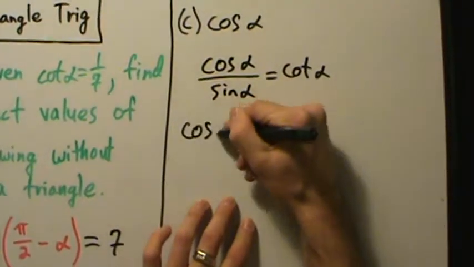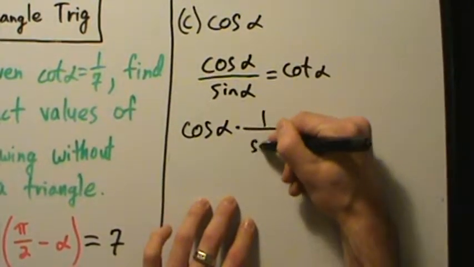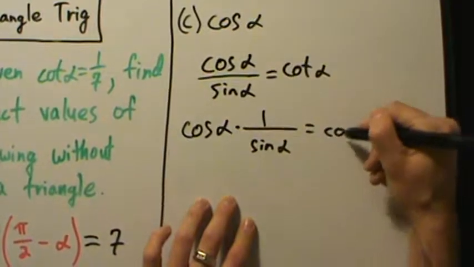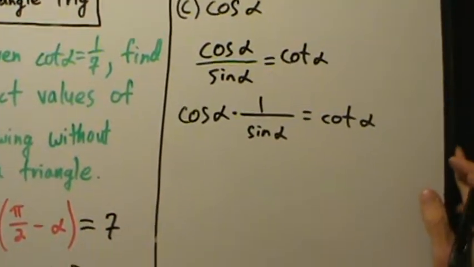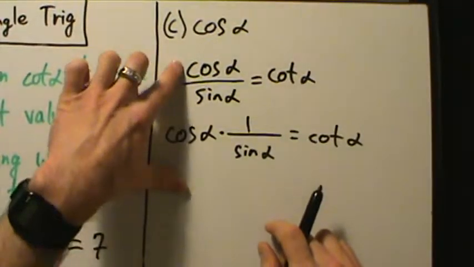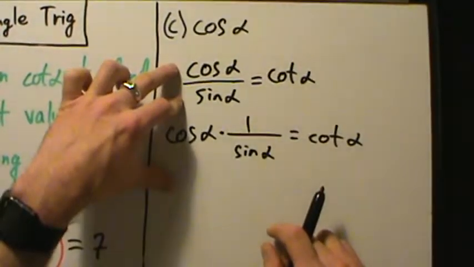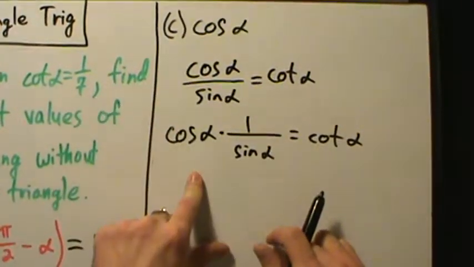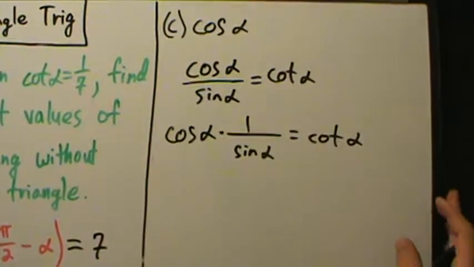Let's say cosine of alpha times 1 over sine of alpha equals cotangent of alpha, okay? So what do we do here? We just pull the cosine off the top. Okay, so cosine of alpha divided by sine of alpha, that's the exact same thing as cosine of alpha times 1 over sine of alpha.